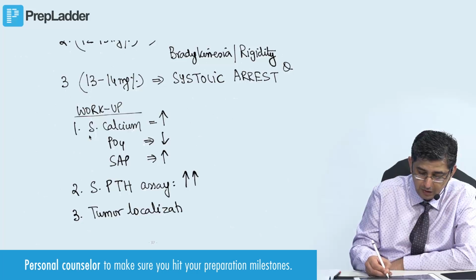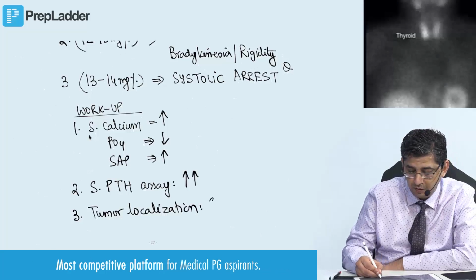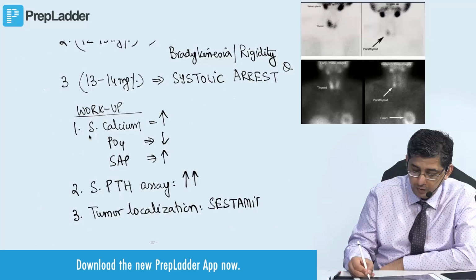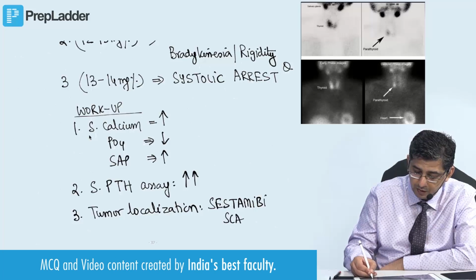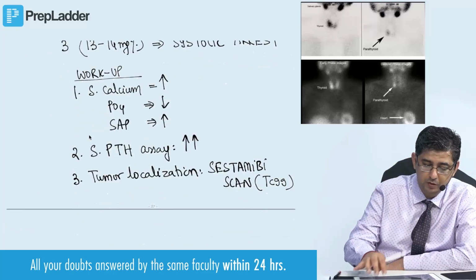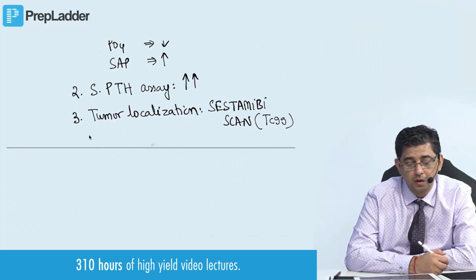This was asked in last year's AIIMS, that what scan is done for parathyroid adenoma. The answer would be sestamibi scan. You will be doing a technetium-99 scan in the patient, and you will be able to locate the tumor, which is the villain behind the development of all these problems.